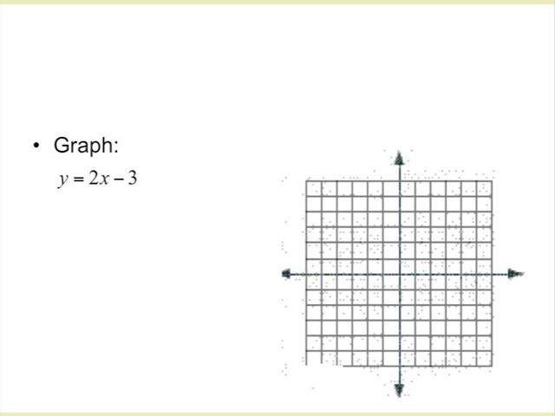Okay, so for this one, what is our b value? Our intercept value? -3. Always make sure you tie that negative to the number that follows it. So it's not just a 3, it's a -3. So at -3 on the y-axis, I'm going to put a point.